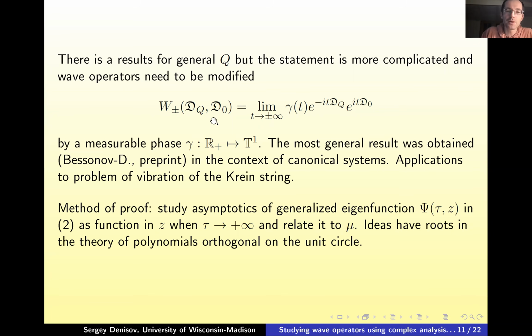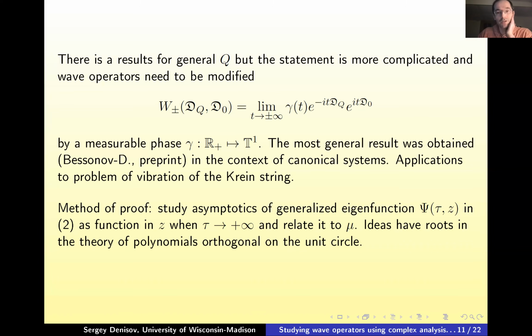And so let me just tell you that if you want to shoot for the most general Dirac operator, then even the definition of the wave operator needs to be fixed, in the sense that you must allow this freedom of multiplying this combination with some measurable phase. So here this gamma is actually e^{i phi}, and phi is some measurable function on the real line. And this phi accounts for some rotation, which sometimes happens. So you cannot drop this gamma. Sometimes it's just absolutely necessary.